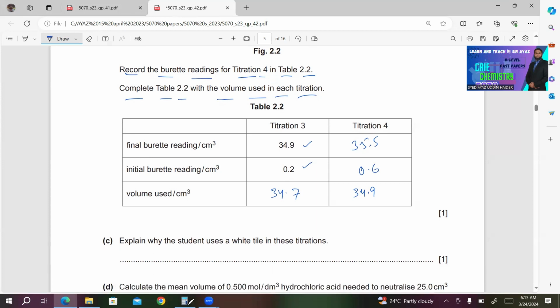C. Explain why the student uses a white tile in these titrations. As I have mentioned in the steps, they are using white tiles so that the student can easily observe the color change, to observe the color change more accurately.